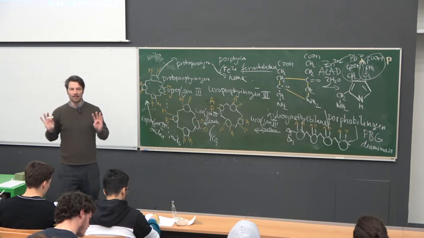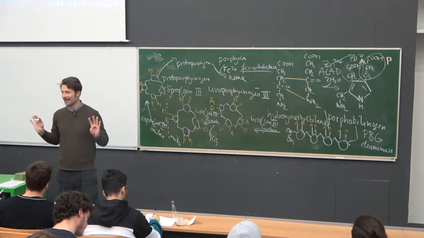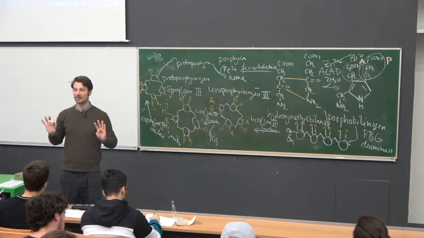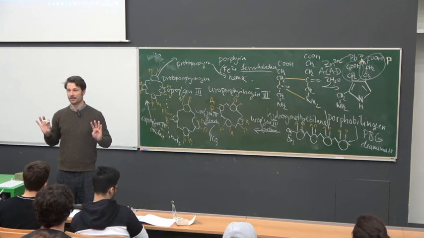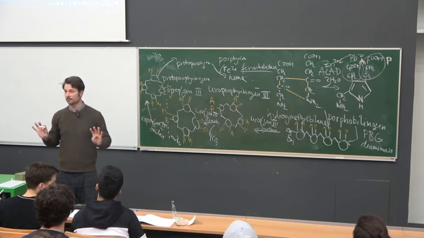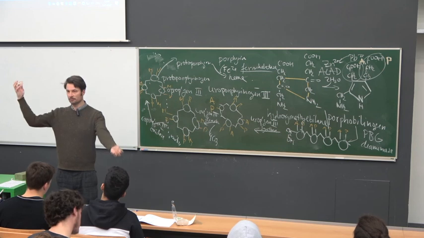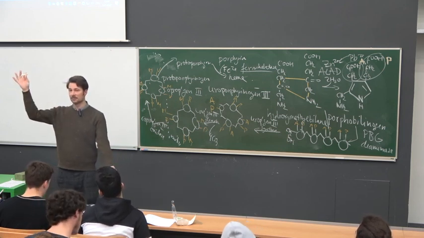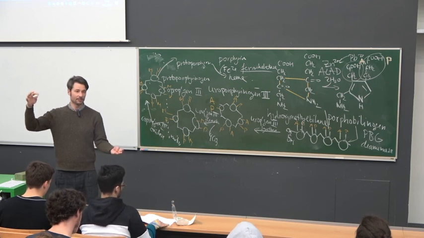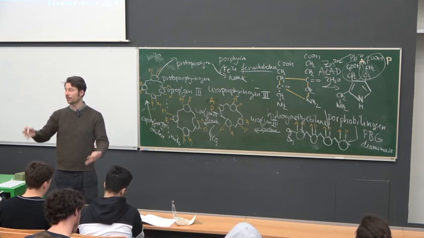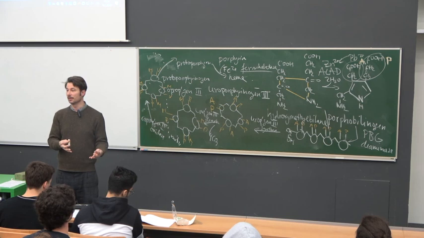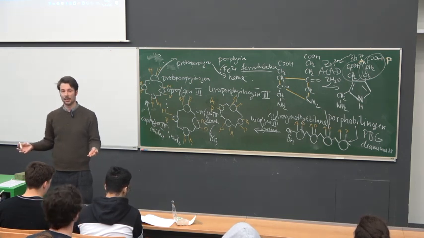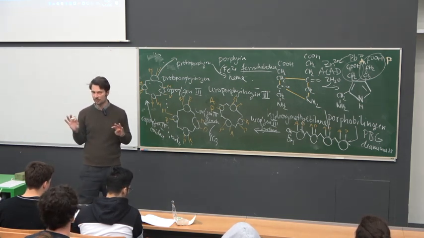Now, the last bit, and there you will have to go into textbooks, is the degradation of heme. The degradation of heme is very simple. The ring is broken, is opened, the iron goes out, and we make biliverdin. And biliverdin is then converted in one step into bilirubin. And bilirubin is excreted into the bile as a bile pigment. So the degradation is pretty simple.